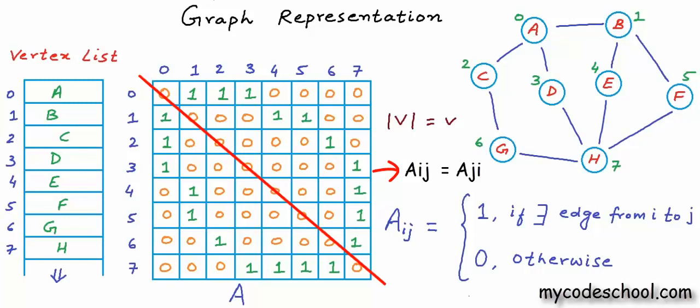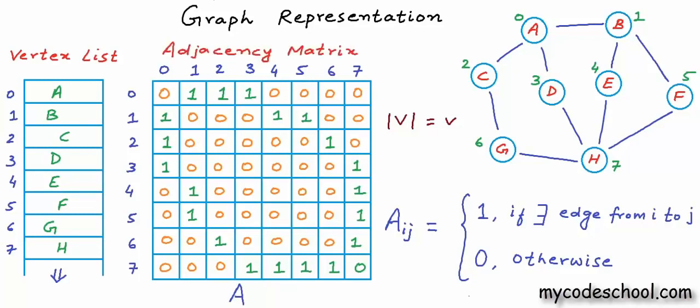Only one position will be filled for each edge, and we will have to go through the entire matrix to see all the edges. Okay, now this kind of representation of a graph in which edges or connections are stored in a matrix or 2D array is called adjacency matrix representation.